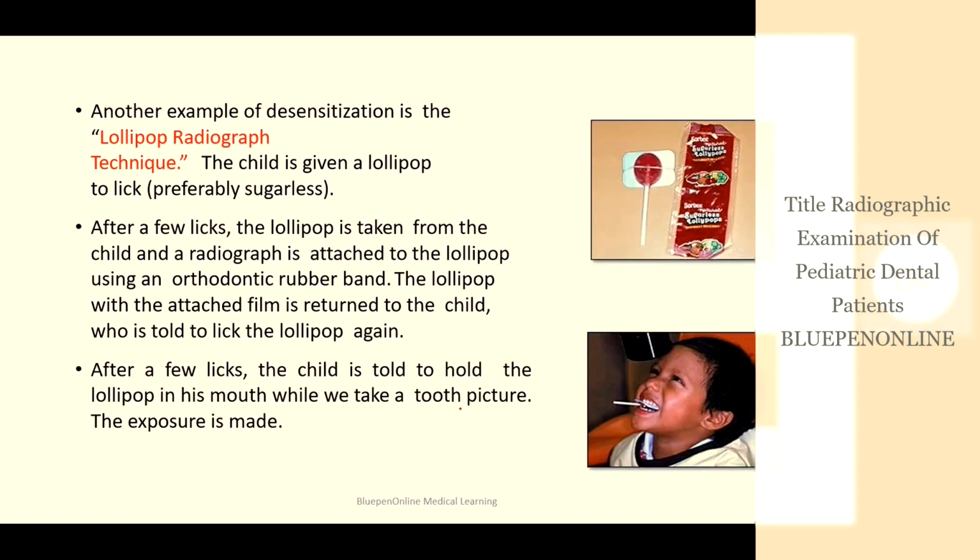Another example is lollipop radiographic technique. In this technique, the child will be given a lollipop. After a few licks, the lollipop is taken from the child and a radiograph is attached to the lollipop using an orthodontic rubber band. The lollipop with the attached film is returned to the child, who is told to lick the lollipop again. After a few licks, the child is told to hold the lollipop in his mouth while we take a tooth picture, and then the exposure will be made.